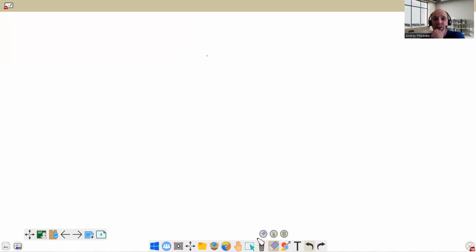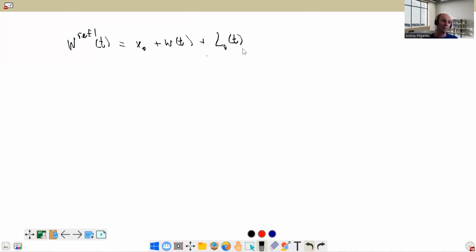Let us start with reflected Brownian motion, W reflected. This is a solution to the Skorokhod problem. So we start from a certain point, say x0, plus Brownian motion, plus the local time of this process at 0. So it is well known that reflected Brownian motion can be represented in this form.